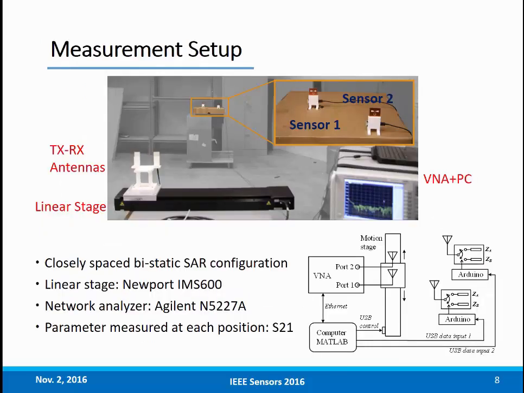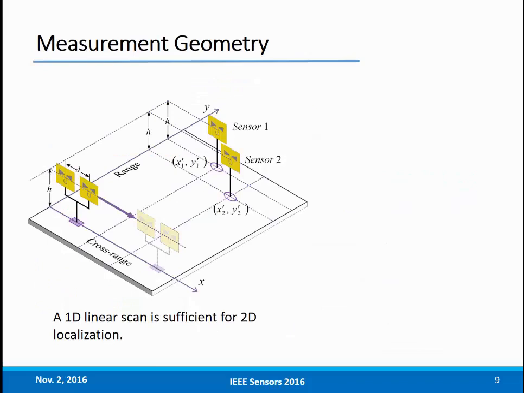In the measurement, a closely spaced bistatic SAR configuration was adopted. The transmit antenna and the receive antenna were placed side by side on 3D printed holders that move along this linear stage. Two sensors were placed around 4 meters away from the linear stage. During the measurement, the computer generates different bit streams to the sensors, and a network analyzer collects S21 data at each aperture position while the antennas were moving.